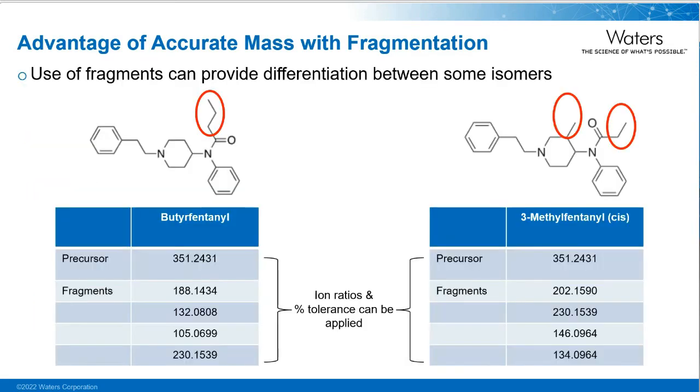This slide shows an example where the use of fragment ions can provide differentiation between some isomers. As you can see here, the precursor accurate mass for both isomers are identical. With the presence of additional fragment ion information, it has allowed us to differentiate between the two molecules.